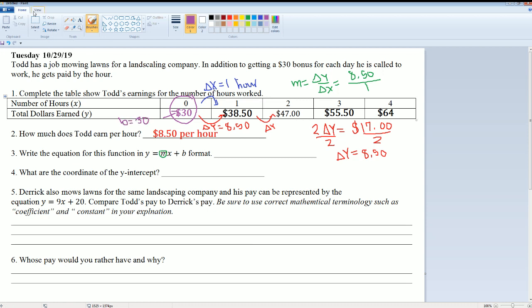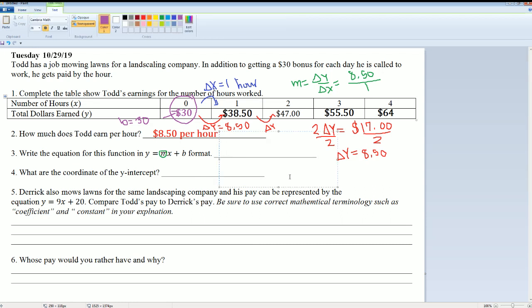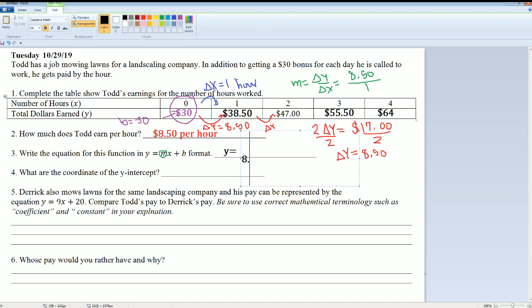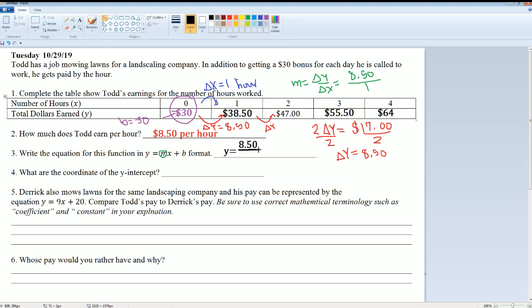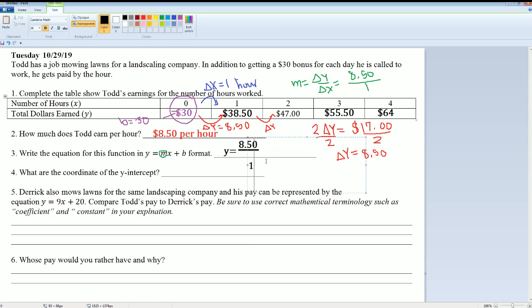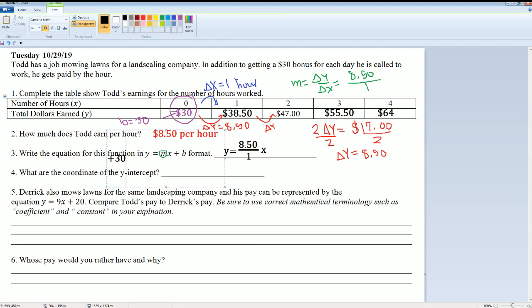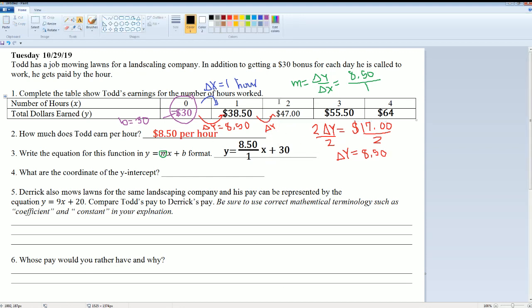So your equation should be y equals mx plus b. We write y equals 8.50 over 1, then x, then we add $30, because that was your y-intercept. There you go. This would be your equation for Todd.